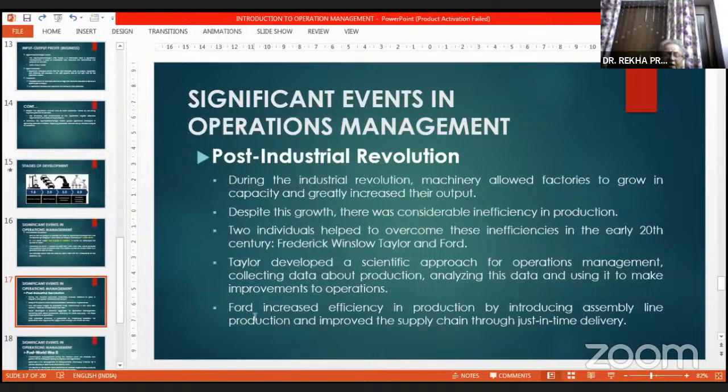In fact, Ford had bought so many mines from where the raw material came. So he would not have to rely on outside agencies. So this way he improved the efficiency of producing cars.